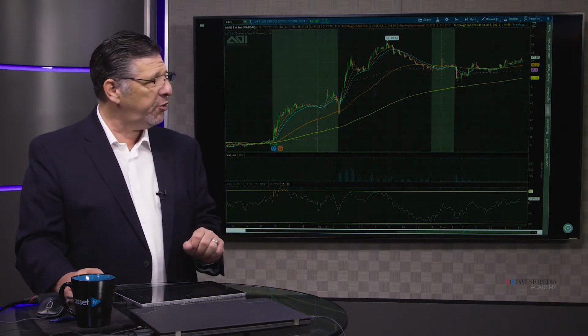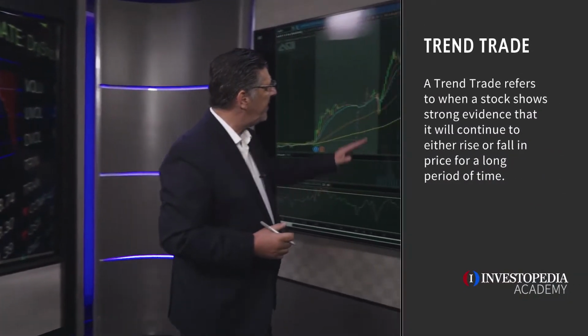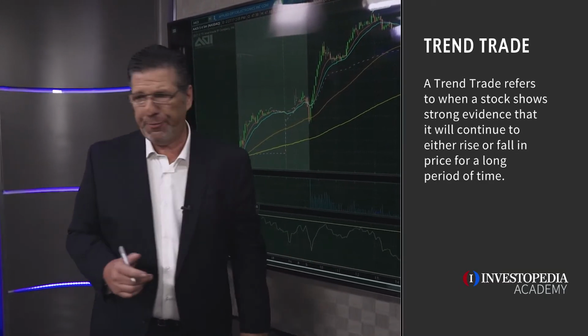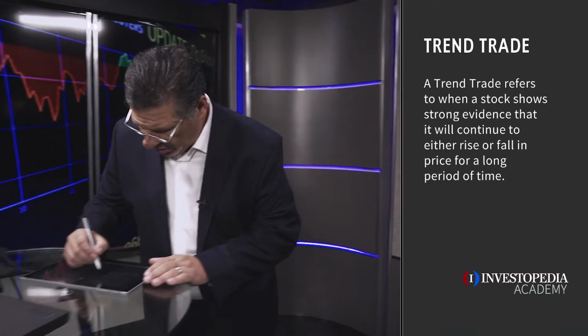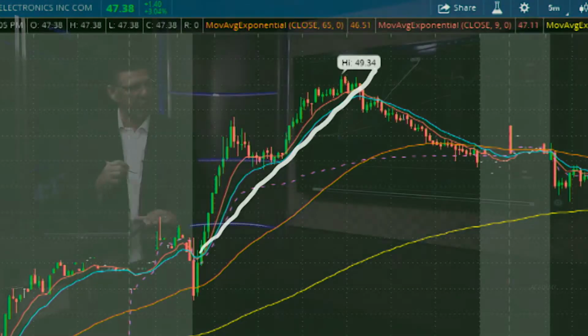The first one that we're going to talk about is called a trend trade. So what is a trend trade? A trend trade is when we see a stock going in one direction for a long period of time. Here, we can clearly see that this stock, AAIO, is telling us that it is in an uptrend.